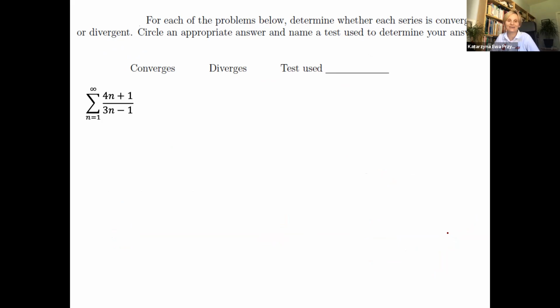Now let's work on those. That's the most common question. Determine whether the series is convergent or divergent, and what test we use. This one is really easy to answer, almost less than a second. Yes, of course, it diverges by the nth term divergence test.